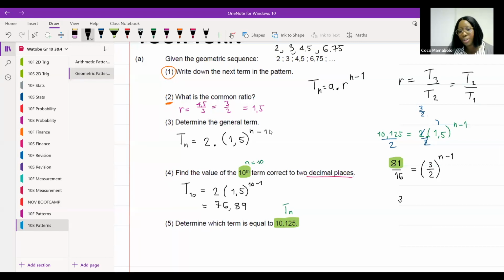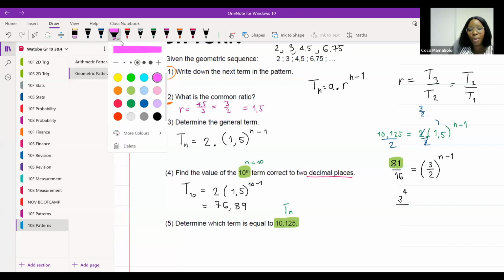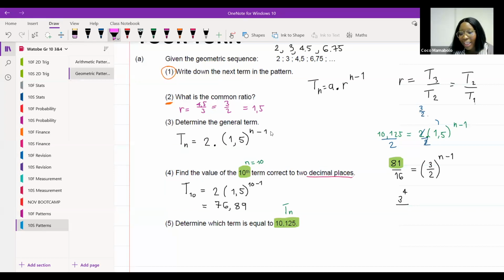So now I'm going to get 3 to the power of 4 over, I know over here that my denominator, let me use purple. I like purple. My denominator over here is 2. So how else can I write 16 so that I have a base of 2? 2 to the power of what is going to give us 16? Correct, 2 to the power of 4. So now I've got 3 to the power of 4 over 2 to the power of 4 is equal to 3 over 2 all to the power of n minus 1.